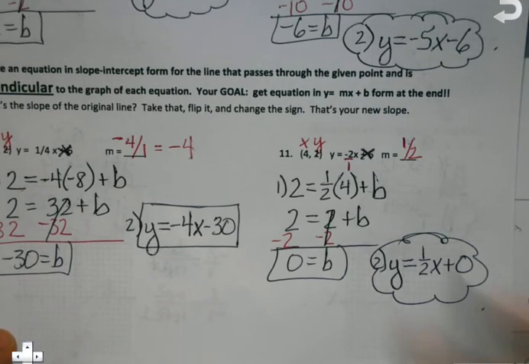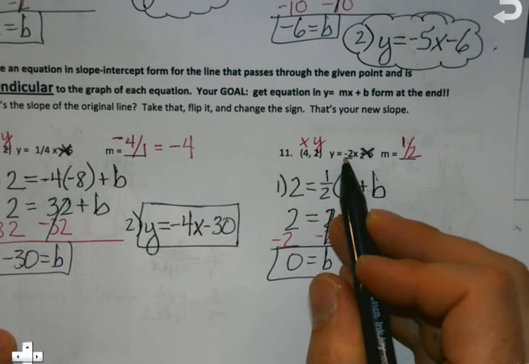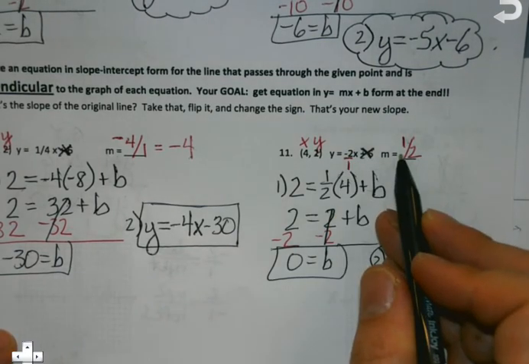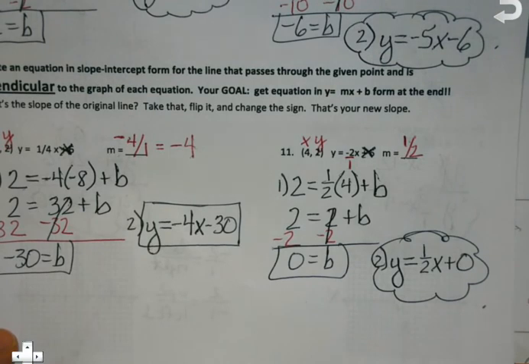Oh, but it's not negative 1, because my initial slope was negative. Remember, you flip it and you change the sign. So my slope is positive 1/2 on that one. Okay? Good to check on the question.